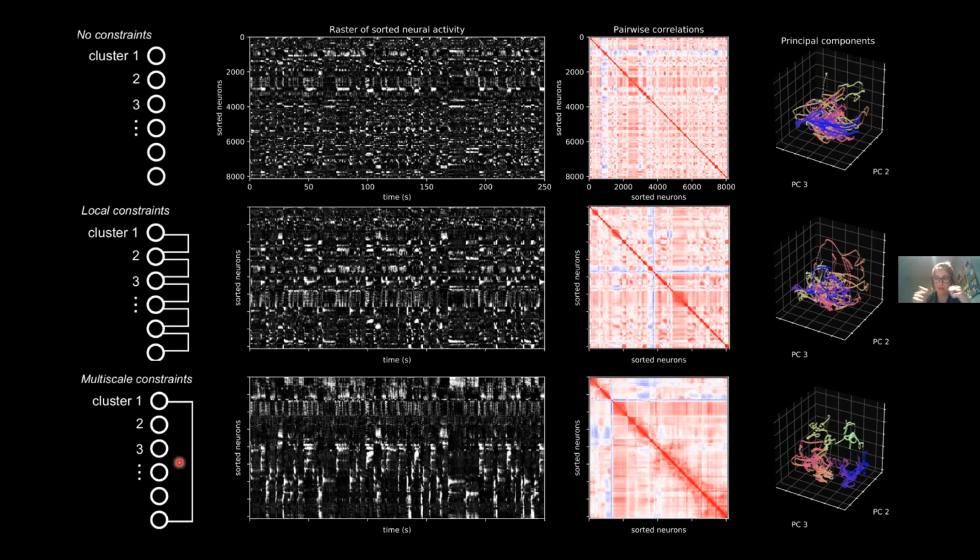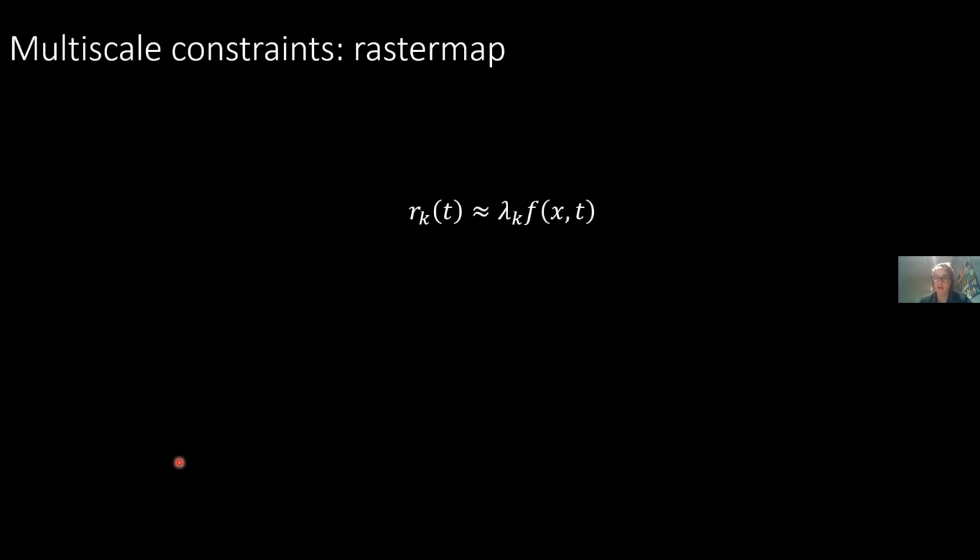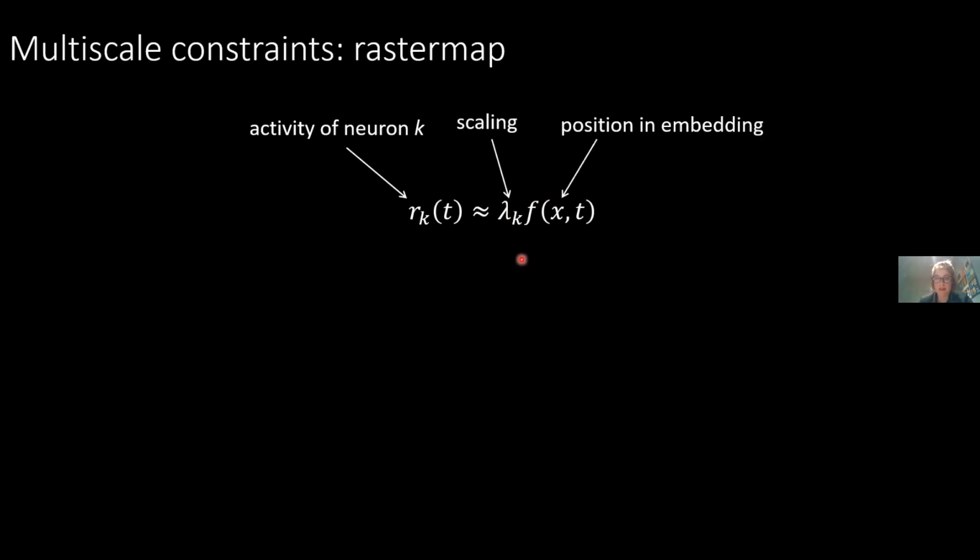In our case, we're talking about between neurons. We're going to reformulate it as a matrix reconstruction problem, where we're trying to reconstruct our data, which is this matrix of neurons by time. Each neuron has some activity, R sub k. We're going to try to reconstruct it with a scaling term, and then this function f, which is a function of the position in the embedding versus time. And we're going to make f separable over time and space.